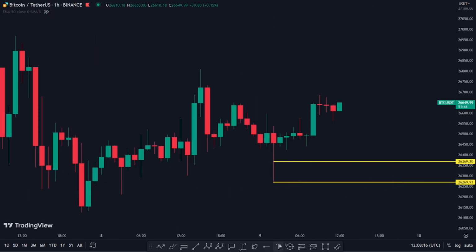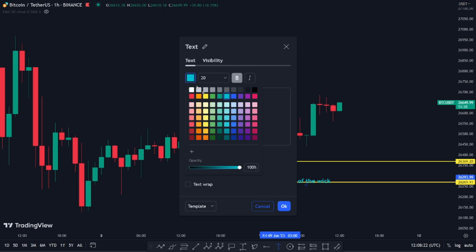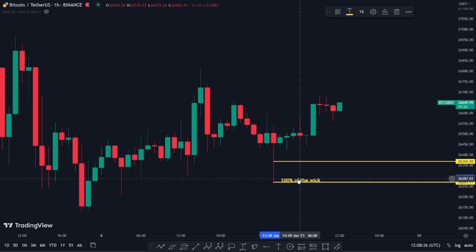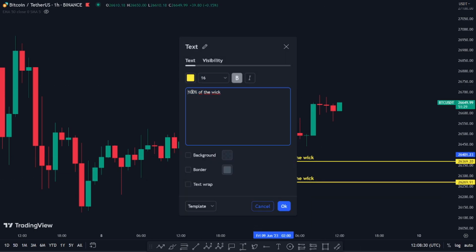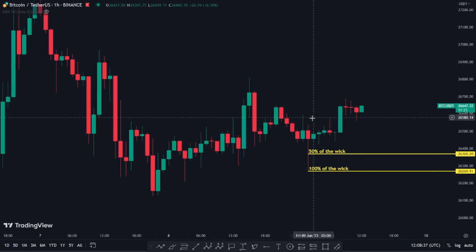You have here the 100% of the wick. Let me mark it for you. 100% of the wick. Okay, in yellow, 16. That's how I usually like to mark it. And clone, and here 50%. All right, so that's imbalance in the chart that we think the price will likely come back to, okay?